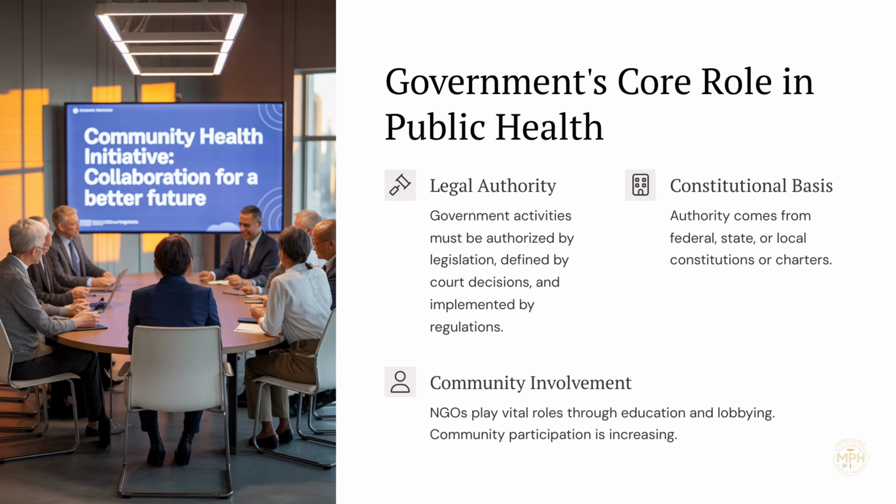Public health and government. Who's in charge? Ultimately, governments have the responsibility of making the organized community efforts necessary to protect the health of the population. Government's role is determined by law, that is, its public health activities must be authorized by legislation. These laws are further defined by court decisions and implemented by administrative agencies that issue regulations. The ultimate authority for these laws comes from federal, state, or local constitutions or charters.